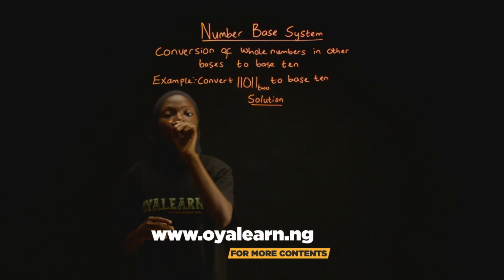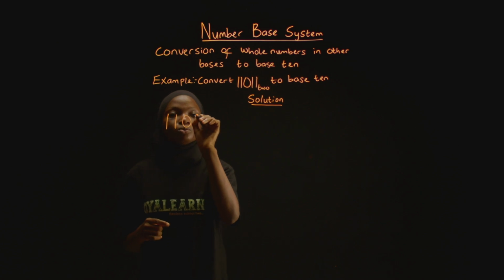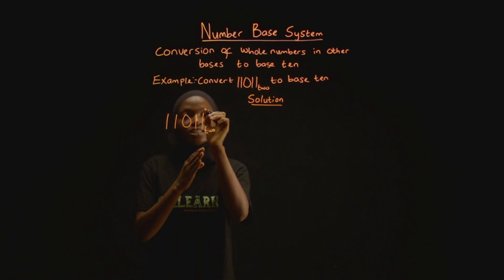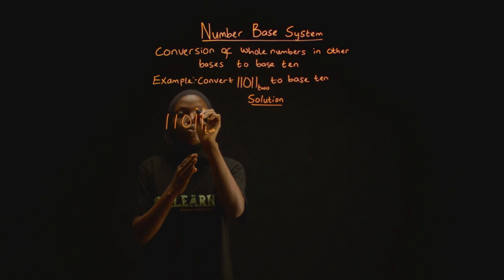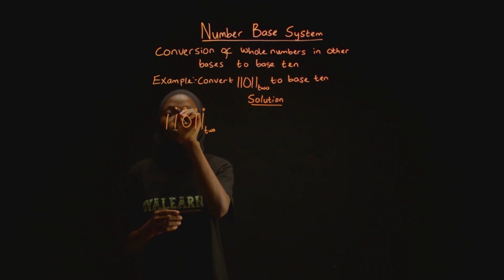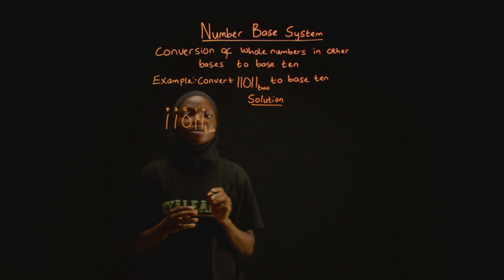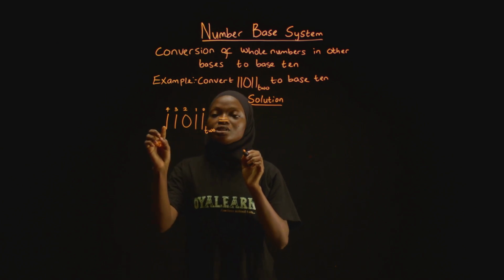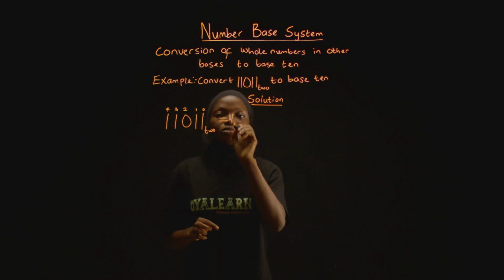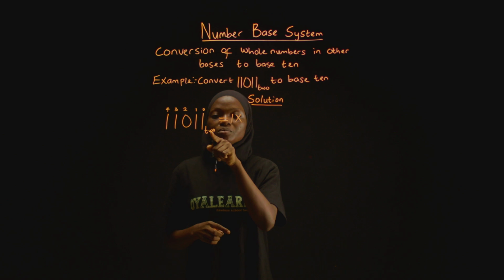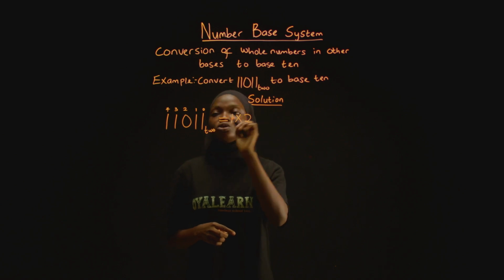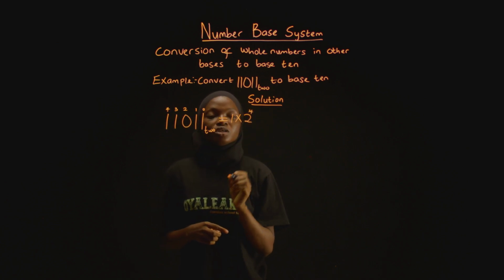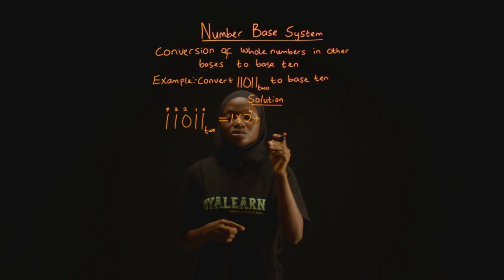That is, we have 1, 1, 0, 1, 1 base 2. Let's start numbering from the back starting from 0. So you have 0, 1, 2, 3, 4. Now after doing that, we write this becomes equal to, you start from the first digit, which we have as 1, 1, multiplied by the base 2, raised to the power of the number we have here for that particular digit, 4. Then we sum it up with the next digit, following the same process.